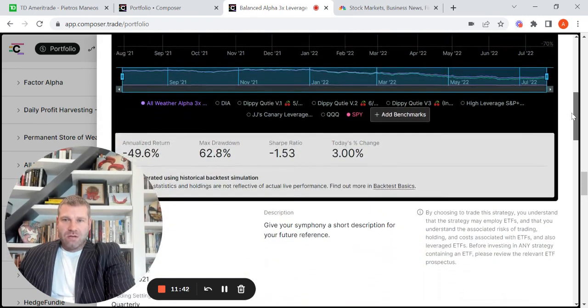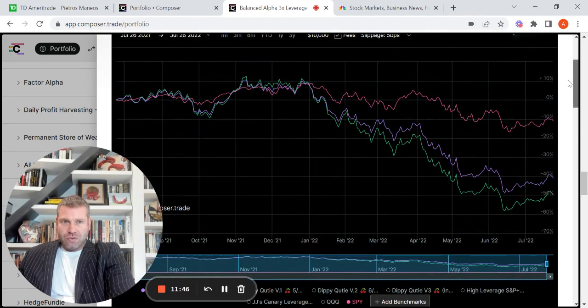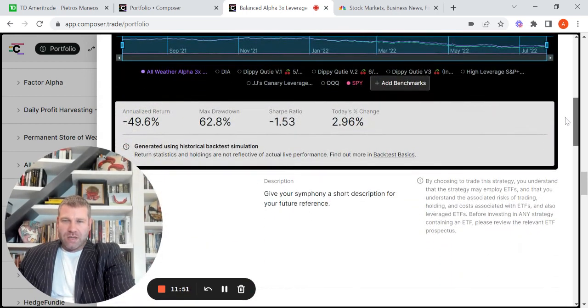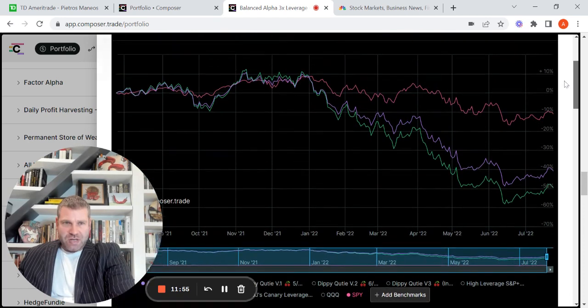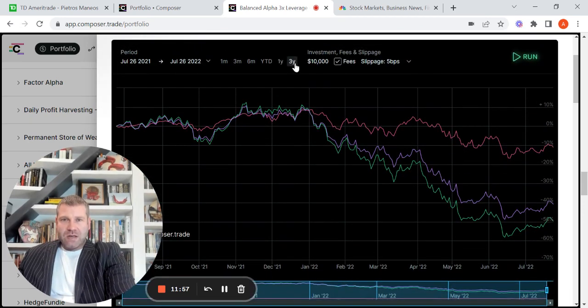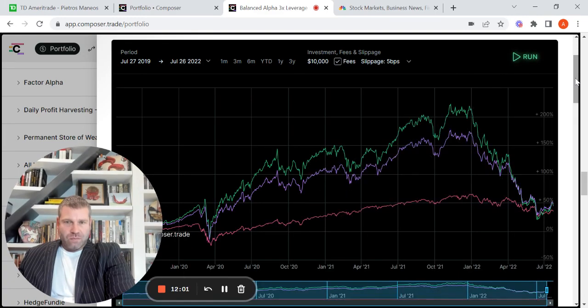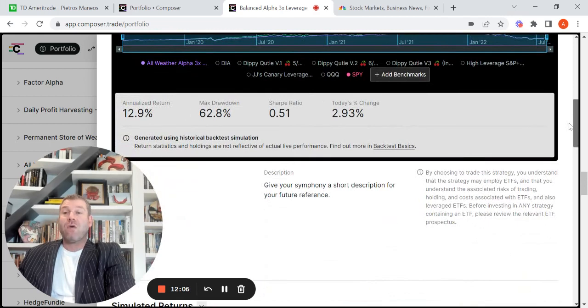And so now, okay, so it's negative 49%. We're going back to July 26th of 2021. You can see it's underperformed the S&P, which is negative 10. Now let's go back 3 years. Okay, so now we're in positive territory.